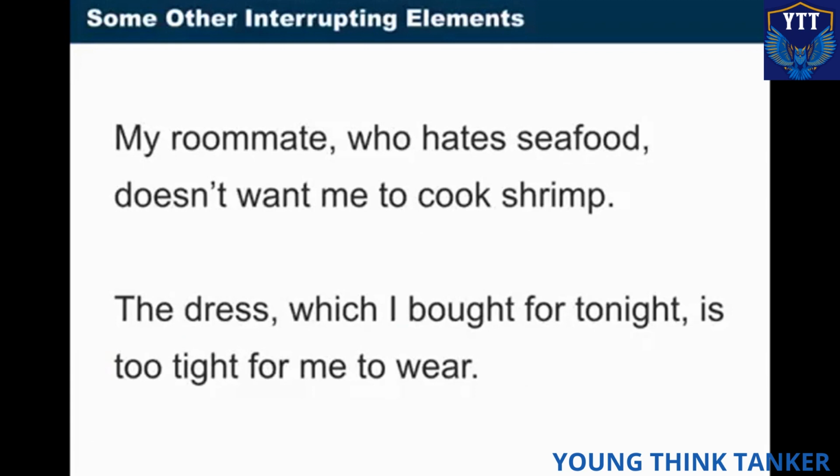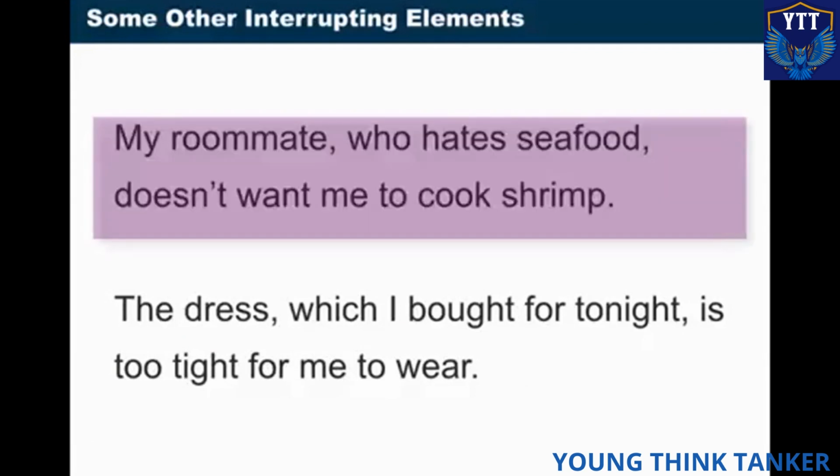These are adjective clauses. Look at the first sentence. My roommate, who hates seafood, doesn't want me to cook shrimp. Who hates seafood is extra information in this sentence, and it's interrupting the main sentence. I could take this out, but I want to use it for extra information. When I do that, I have to put commas around it. So there's a comma in front and a comma after the interrupting element.